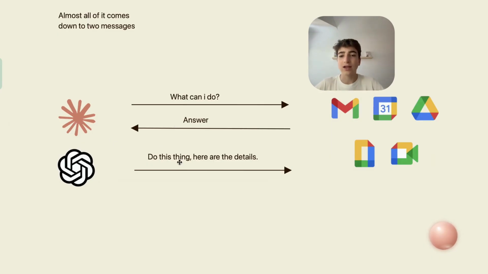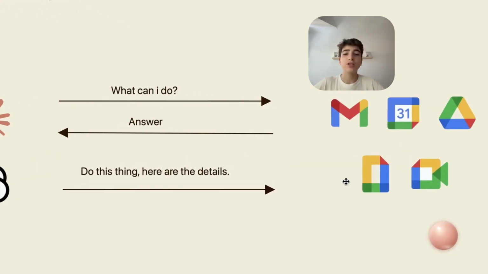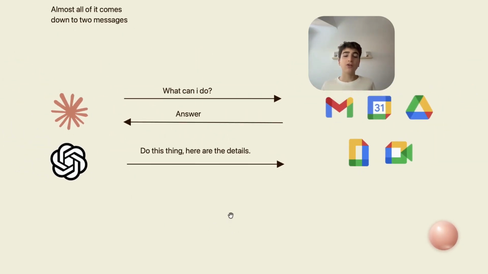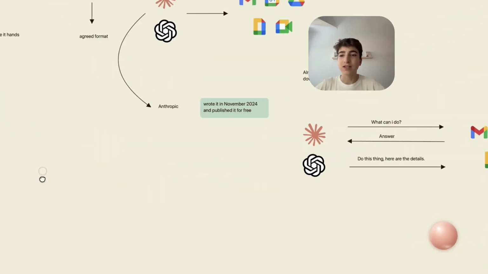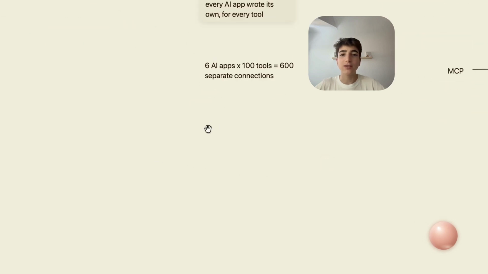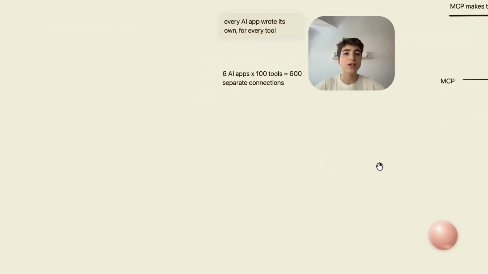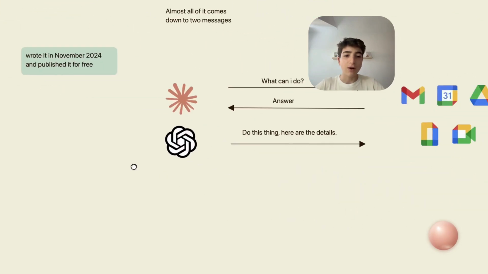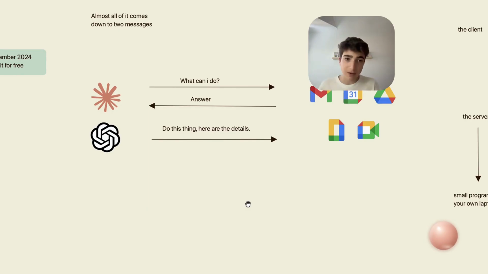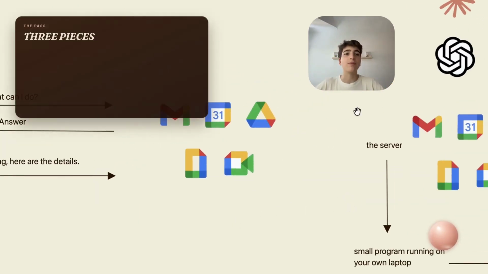Then Claude asks again, "Do this thing, here are the details." And then Gmail does it, and it comes back and responds. So one connector now works for everything. We have solved the first problem we had at the beginning, that only these companies could do it, and it takes a lot of separate connections. Now anyone can connect it. One connector now works for everything, and we have solved a big problem.